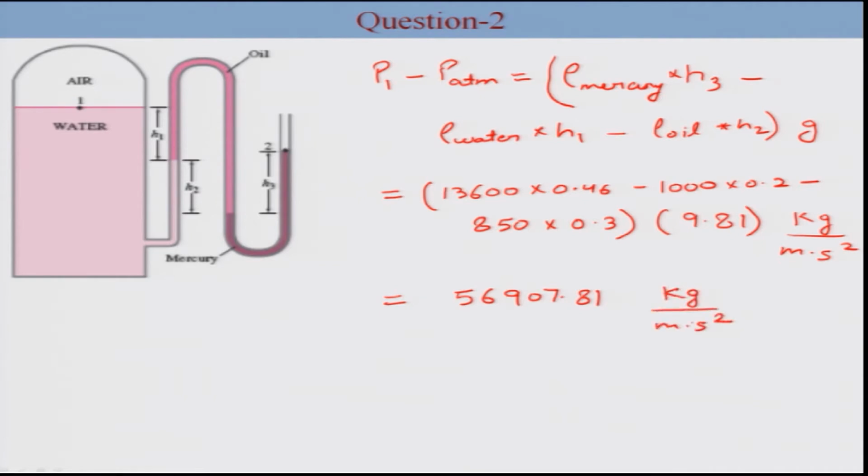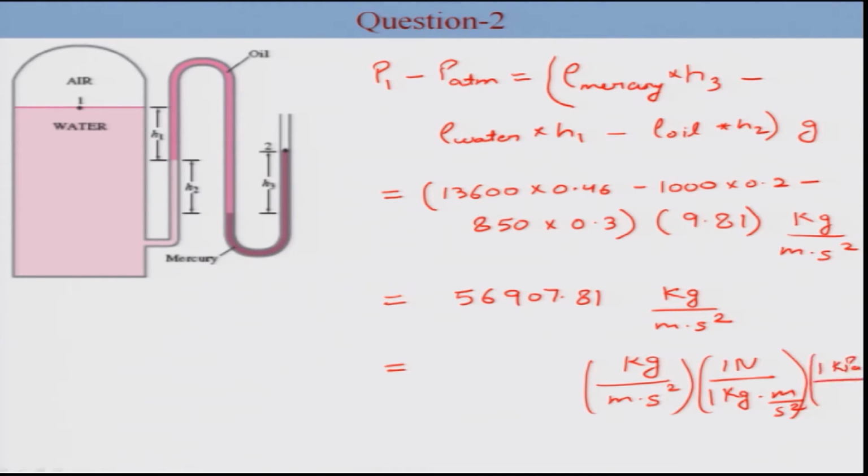If we convert this into kilopascals, then 1 Newton can be written as 1 kg meter per second square and 1 kilopascal as 1000 Newton per meter square.